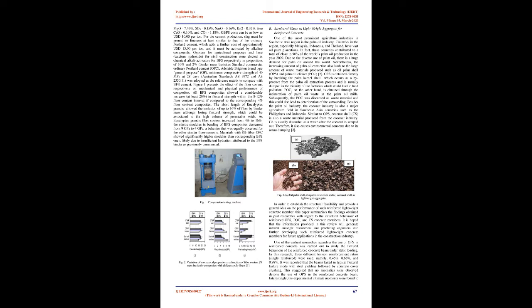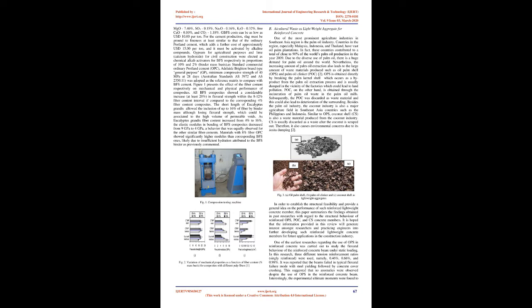Gypsum for agricultural purposes and lime, calcium hydroxide, for civil construction were selected as chemical alkali activators for BFS, in proportions of 10% and 2% respectively, binder mass basis. Standard commercial ordinary Portland cement, OPC, Adelaide Brighton brand, type general purpose, GP, with a minimum compressive strength of 40 MPa at 28 days, Australian standards AS 3972 and AS 2350.11, was adopted as the reference matrix to compare with BFS cement.